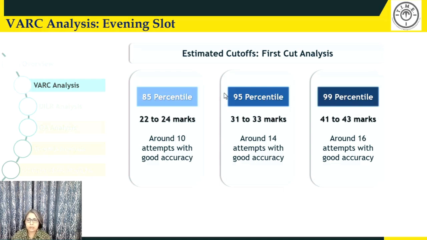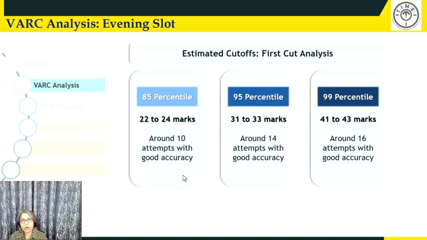14 attempts with about 11 or 12 right can get you 95 percentile, and to get the topmost 99 percentile would be about 16 attempts with about 12-13 right. So that is our analysis. This year definitely looks like a scoring section for students.